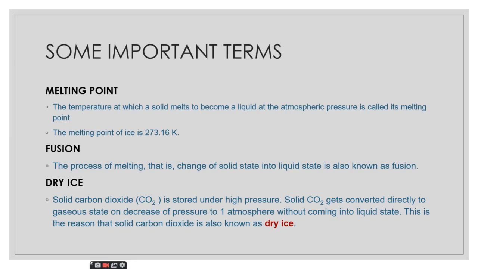Then some important terms. Melting point: the temperature at which a solid melts to become a liquid at atmospheric pressure is called its melting point. The melting point of ice is 273.16 Kelvin. These terms are also as important as the difference between solid, liquid and gas. Fusion: the process of melting, that is change of solid state into liquid state, is also known as fusion.